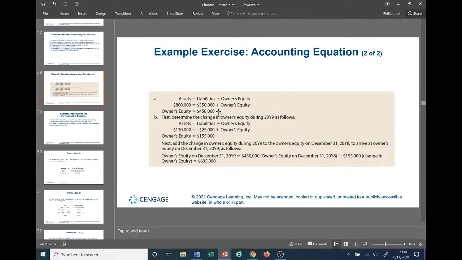So we find the beginning owner's equity. We take that, the ending one here becomes beginning in 2009. We add the change in the owner's equity from the changes in assets and liabilities and owner's equity that happened during 2009. And then that'll give us the end result of the ending December 31st owner's equity of 2009 of 605,000, because 450 plus 155 equals 605,000.